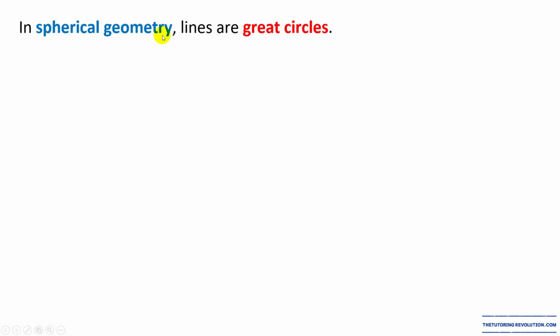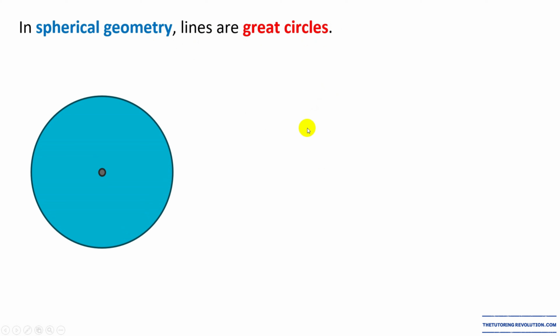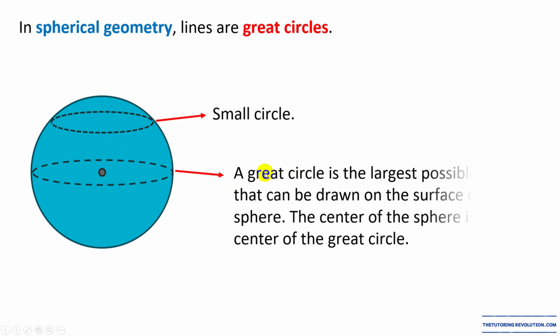Finally, in spherical geometry, lines are great circles. What are great circles? This is a sphere. This one is a small circle. You see, if we take a plane and we cut this sphere, we will generate a circle here, which is not the biggest possible circle we can generate in this sphere. But if we take a plane and we cut it through the middle, then that will be the biggest possible circle, which is called the great circle.